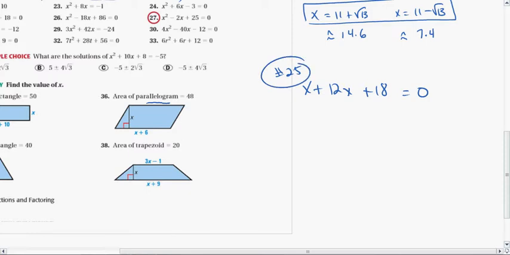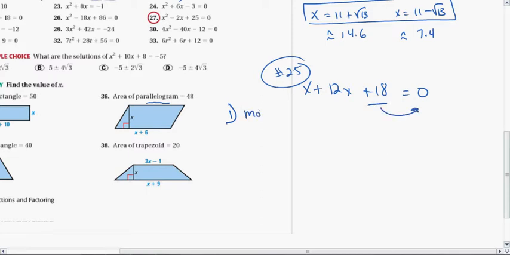All right, I totally can't factor this problem. There are no numbers that will multiply to give me 18 and add to give me 12. So I need to complete the square. And in order to complete the square, I am going to follow a couple of steps. Step number 1 is to move the constant term, that 18, to the other side of the equation.